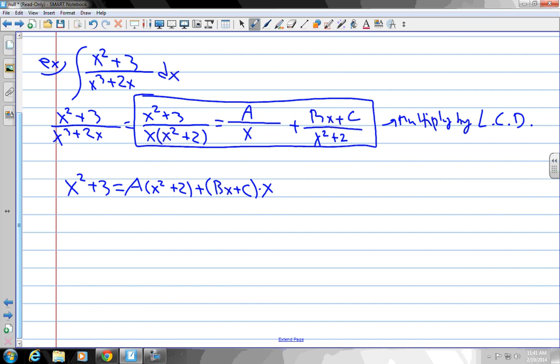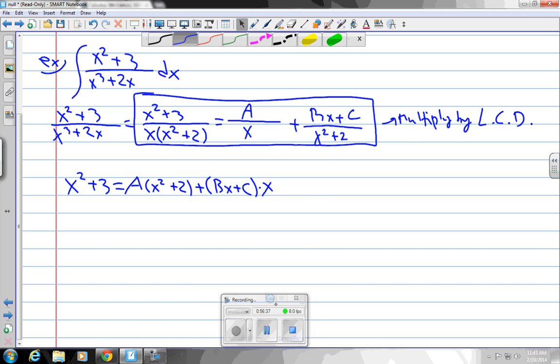So go ahead and solve this. See if you can find A, B, and C. I'll pause this for a little bit.